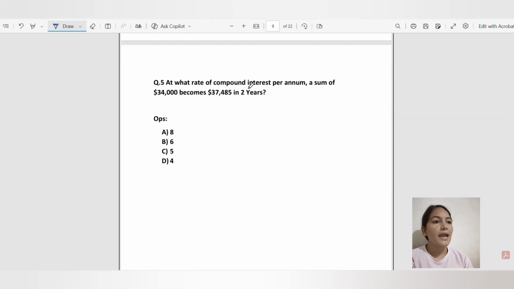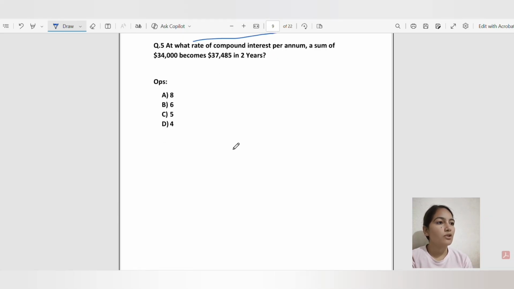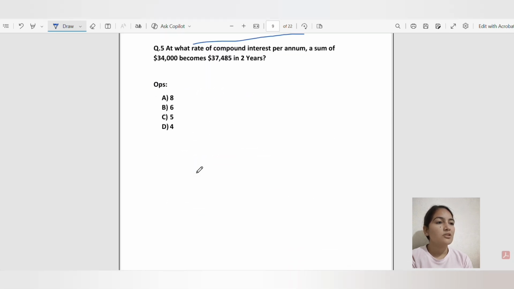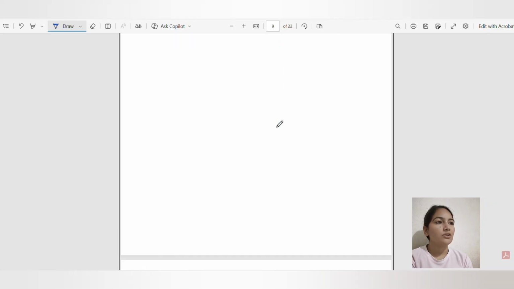Fifth question is, at what rate of compound interest per annum a sum of 34,000 becomes 37,485 in 2 years? So we have to find the rate of compound interest. Okay, and we have been given these options. So in this question as well, we only have to apply the formula of compound interest.